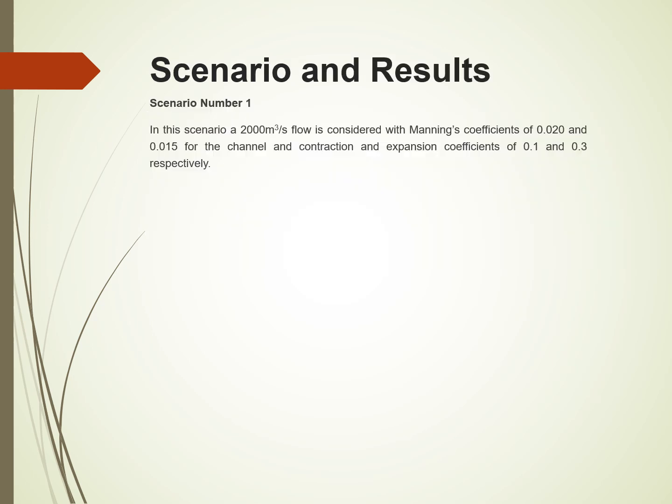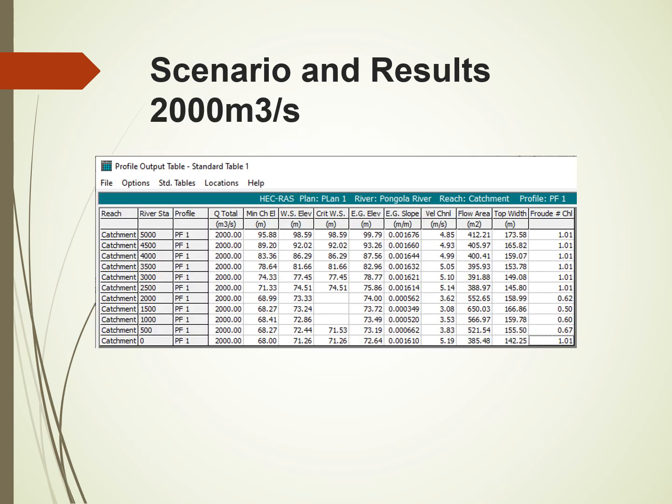For our scenario number 1, we would use a 2000 cubic meters per second flow and Manning's values of 0.020 and 0.015 for the channel, with a contraction and expansion coefficient of 0.1 and 0.3 respectively.